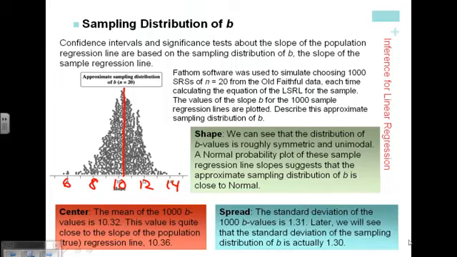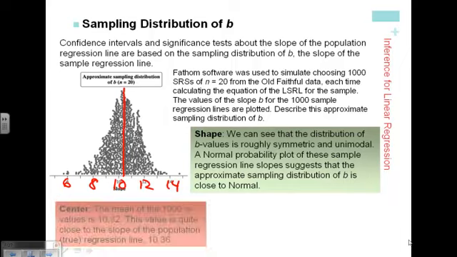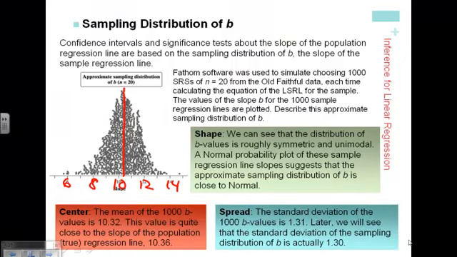Well, let's take a look at the normal probability plot for this. Do they have it? Nope. All they say is the normal probability plot suggests that it's approximately normal. That's great. The center is 10.32, and that's really, really close to the 10.36 if we did all 222 eruptions. And then lastly, the spread. The spread in this case was 1.31. The actual standard deviation, if we actually take all 222 eruptions, is 1.3. All these things are really close to the real values.